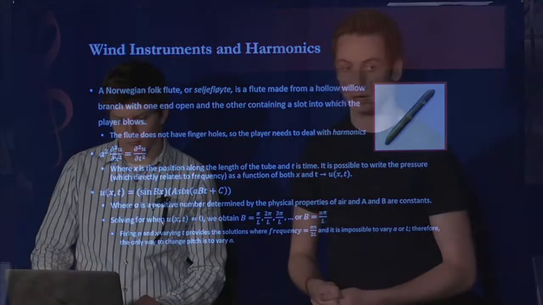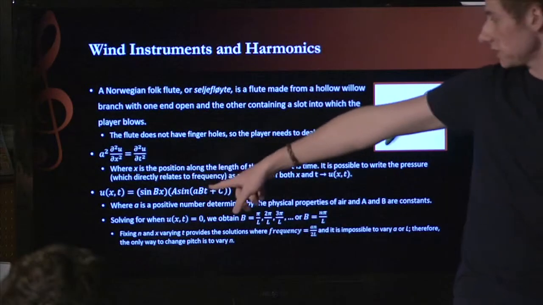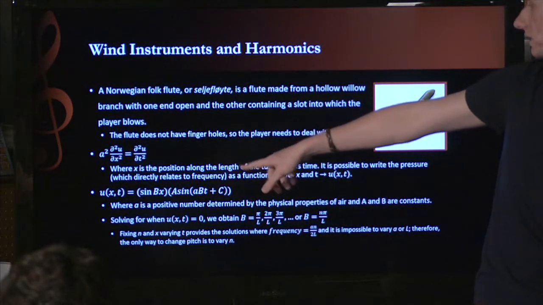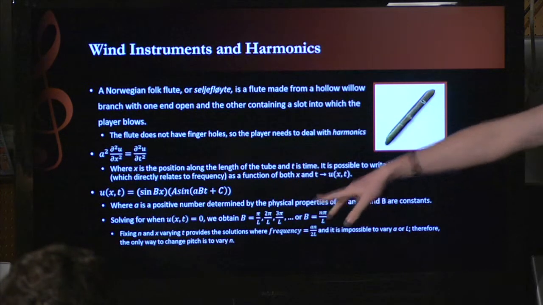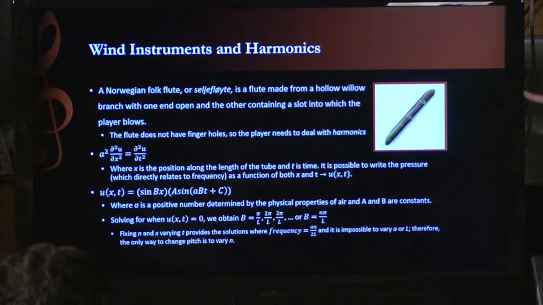And another application of calculus in acoustics is for the Norwegian folk flute, which I'm not even going to try and pronounce. It's actually a flute made of a hollow willow tree, where one end is closed, and there's a hole at one end where the player blows in, and the other end is open. And there's an equation here, u of x,t equals sine of bx times a sine of the quantity abt plus c, where a, c, and b are all constants to be determined later.